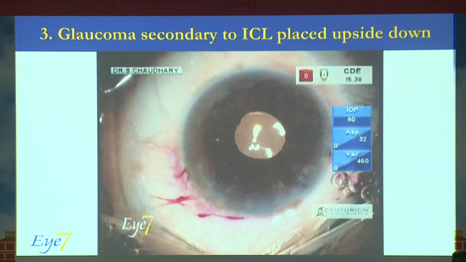Unbelievable. They say, how can it be possible? 4 years, you have an ICL rubbing on the crystalline lens, pressing on it. With glaucoma, even glaucoma 4 years, you would have a cataract. And this patient, fortunately, was lucky, didn't have a cataract.